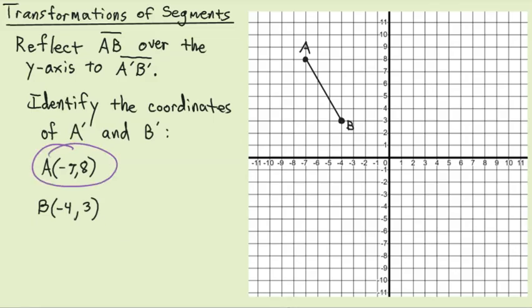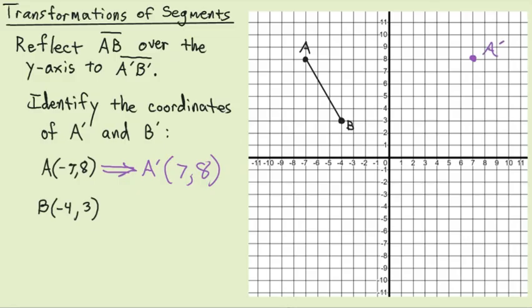So we know that A is at the point negative 7, 8. And so that's going to transform into A prime. Since it's a reflection over the y-axis, we're going to keep the same y value, so it's still going to be 8, and we're going to do the negative of the x value. So we have negative 7, so we're going to do negative negative 7, which is positive 7. So A prime is at the coordinates 7, 8. That's right here. 7, 8 is right there. That's going to be A prime.